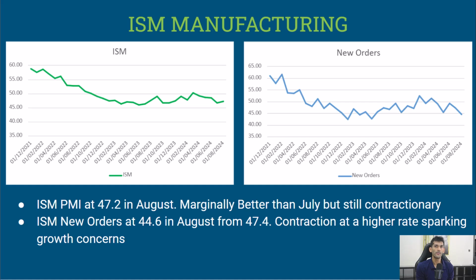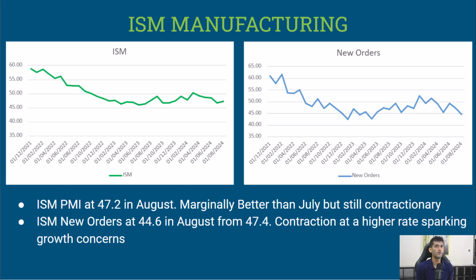So I mentioned at the beginning that we look at leading indicators quite a bit. The ISM manufacturing report in the US allows us to form our view on different segments of the manufacturing sector. The ISM PMI came in at 47.2 in August. This was marginally better than July, but it's still in contractionary territory. So just a quick reminder here, if the ISM number is below 50, it indicates contraction. If it's above 50, it means expansion.